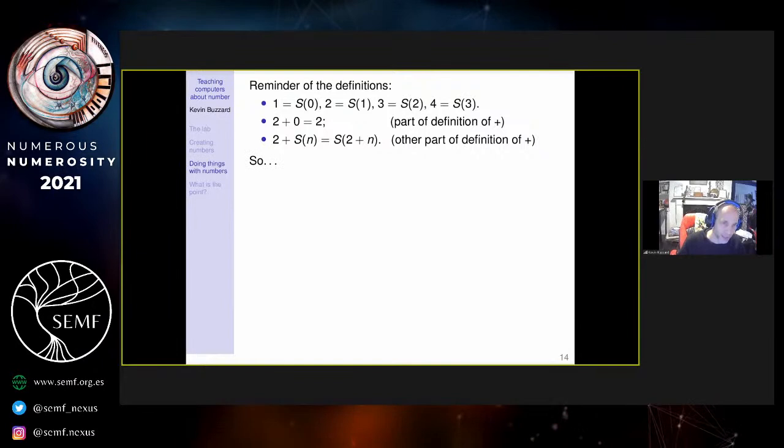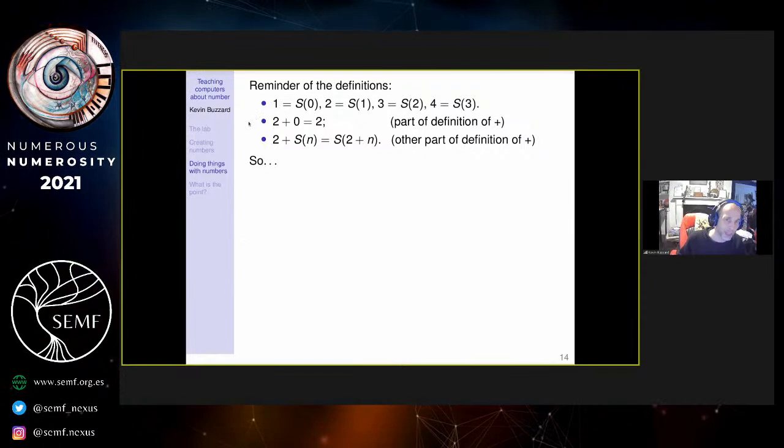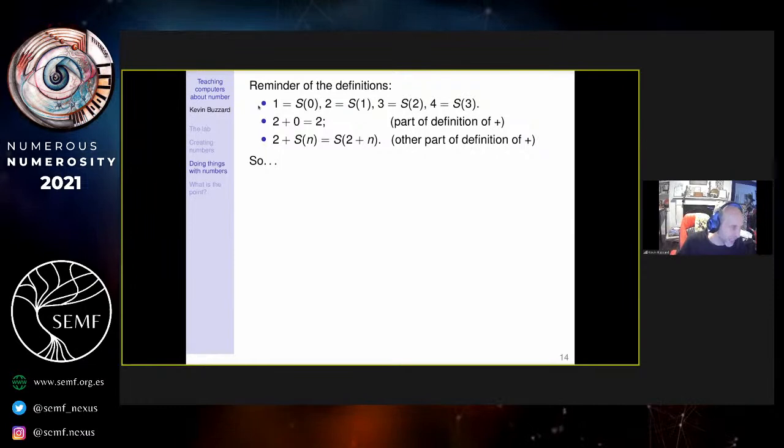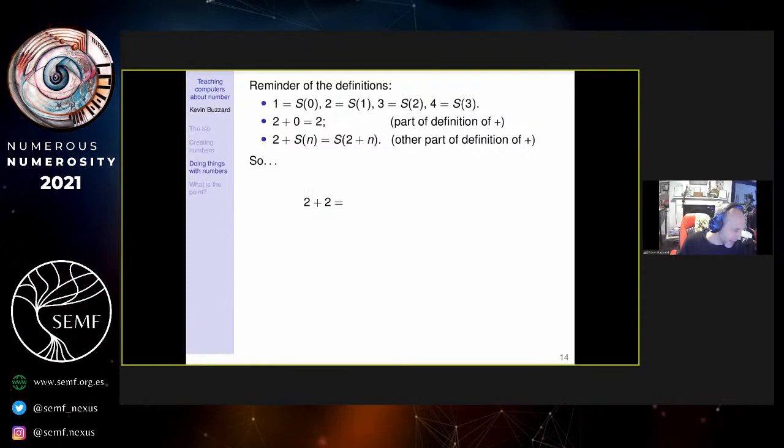Let's have a go. These bullet points above here are the only things that Lean knows, right? It doesn't have any kind of feeling as to what numbers are. These are the only things that Lean knows. And so now let's go as humans. Let's try and figure out how to prove that 2 add 2 is 4.